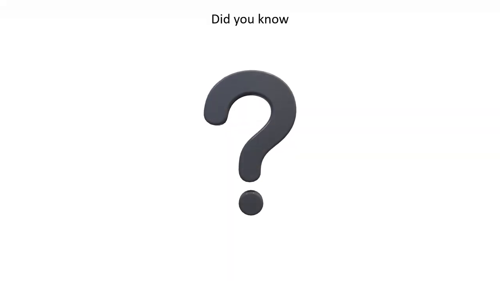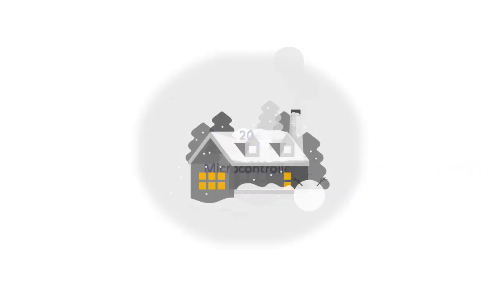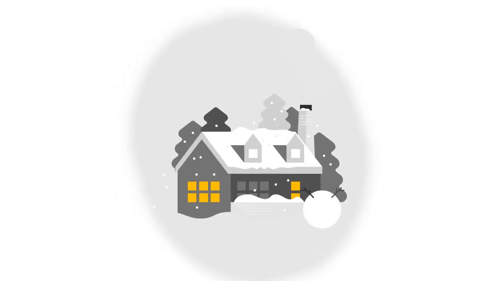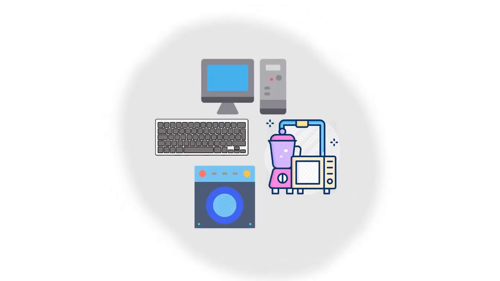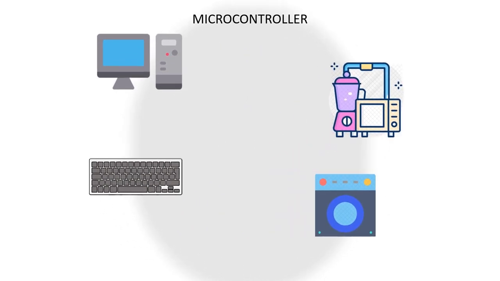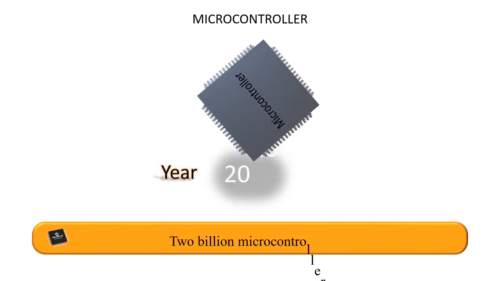Did you know that each one of us is using at least 20 microcontrollers in a house? Well, that's a fact. Your electrical appliances, computer keyboards, all consist of an inbuilt circuit called microcontroller. And these are present everywhere around us. There are more than 2 billion microcontrollers being produced every year.